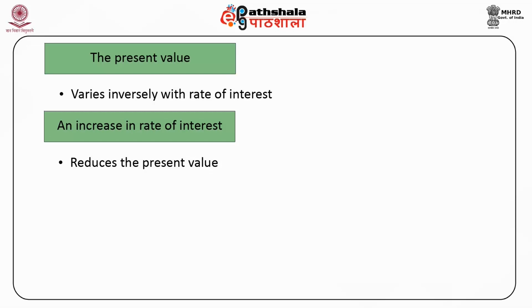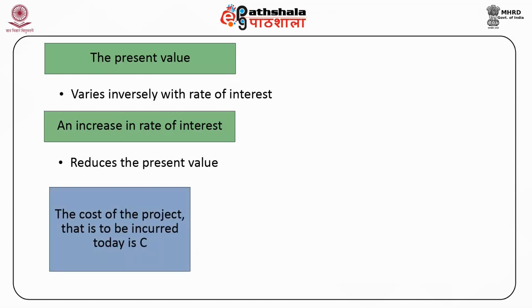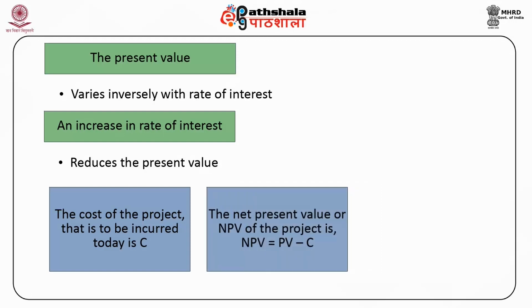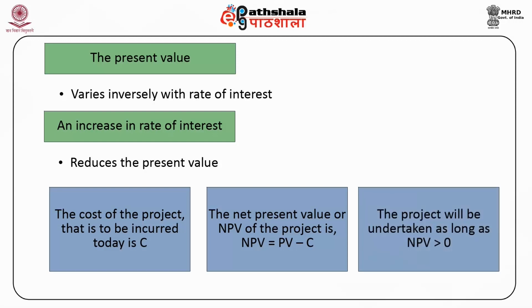Suppose the cost of the project that is to be incurred today is C. Then the net present value or NPV of the project is NPV equals PV minus C. The project will be undertaken as long as NPV is greater than 0.